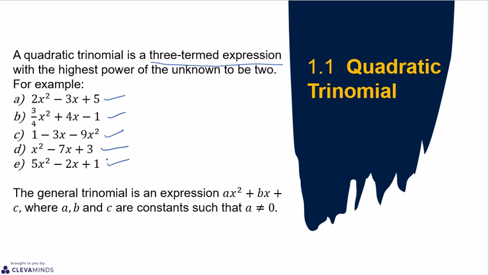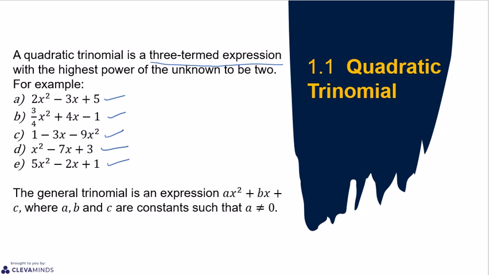So what we are saying in essence is that there are three terms in a quadratic trinomial. The first term has a constant coefficient, with the term having its highest power to be 2. So a quadratic trinomial is an expression of degree 2. That is, the highest power in a quadratic trinomial is 2. So all these are examples of quadratic trinomials.